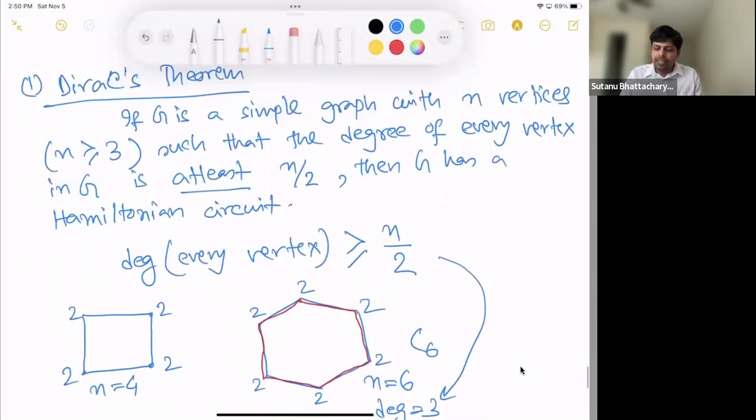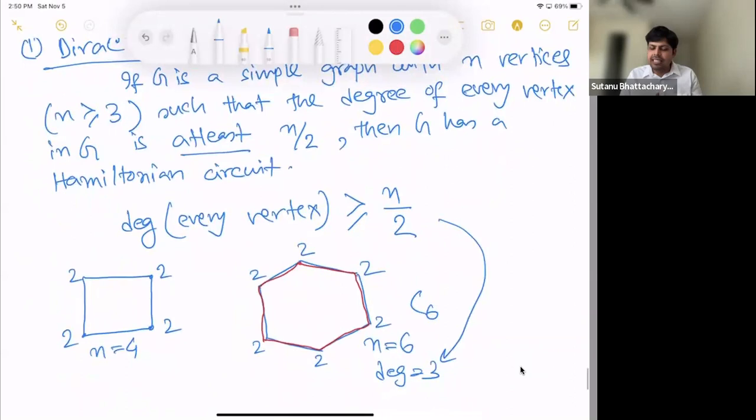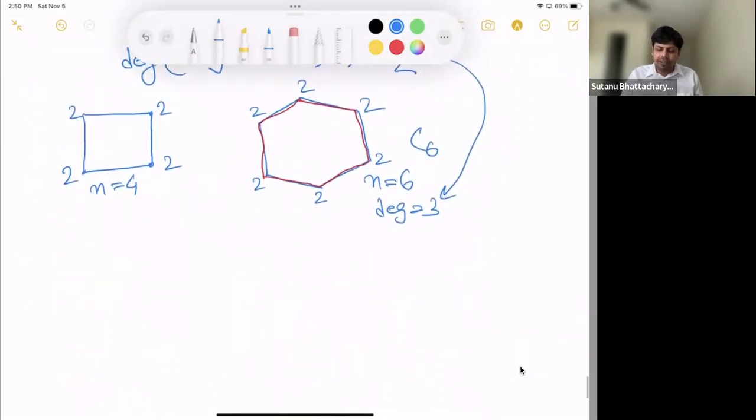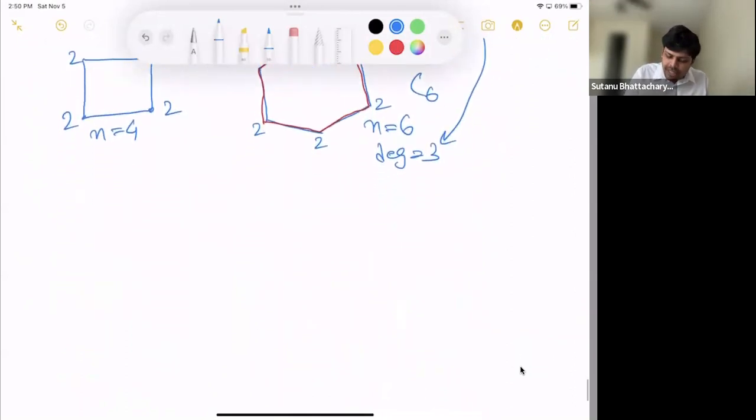So similar to this Dirac's theorem, very easily we can get another theorem, which is called Rosen's theorem.